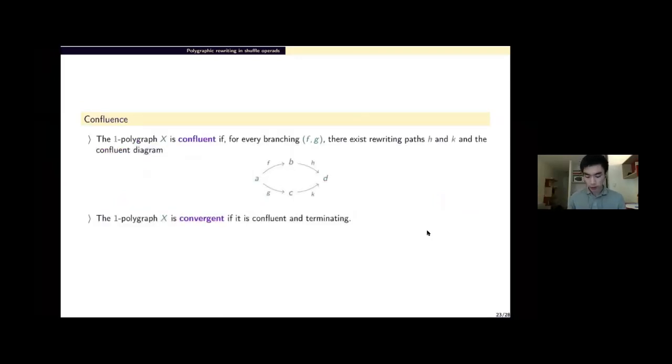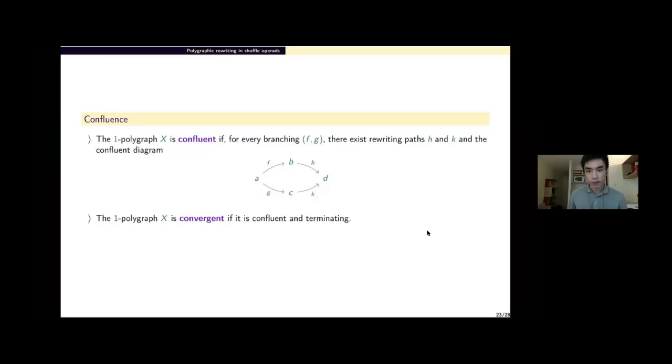The important notion that comes out of this is confluence. The 1 polygraph is confluent if every branching can be extended by rewriting paths that converge. And the 1 polygraph X is convergent if it is confluent and terminating.